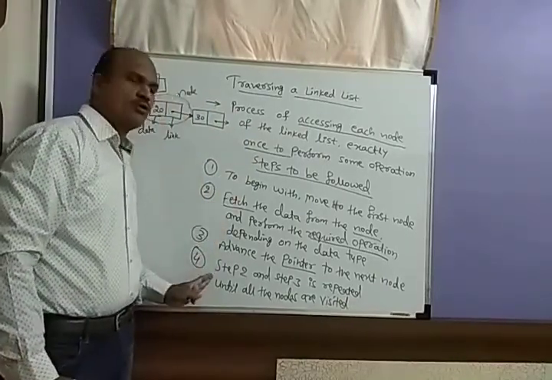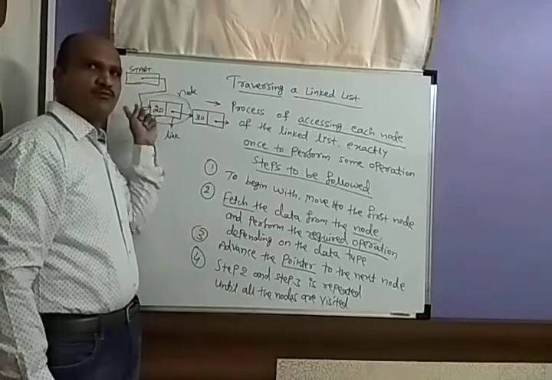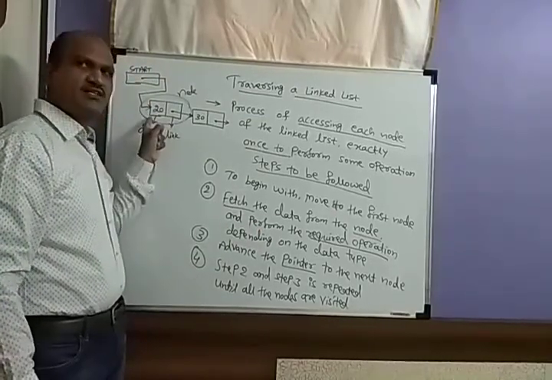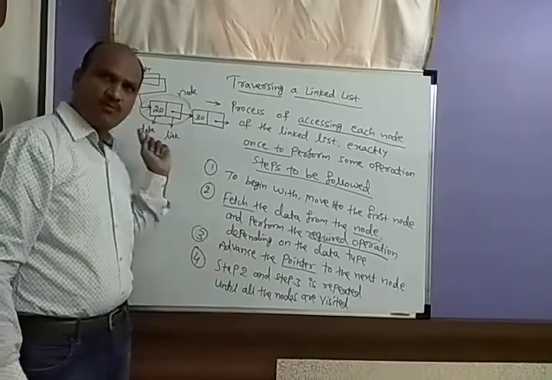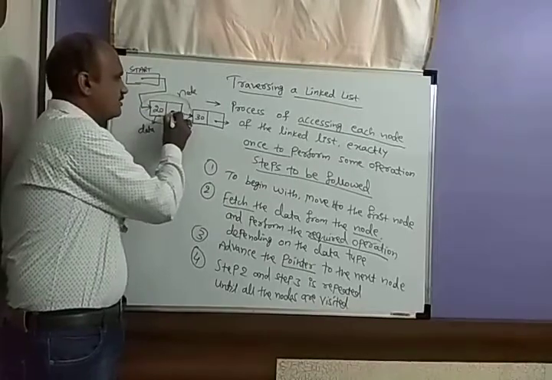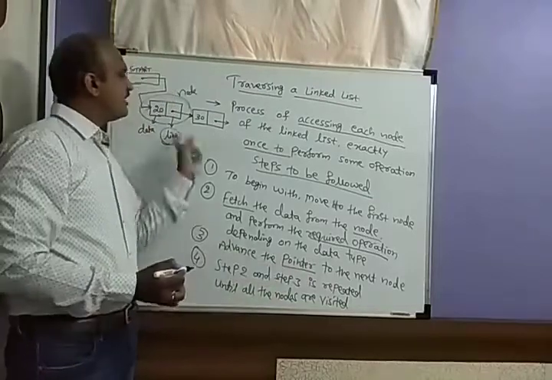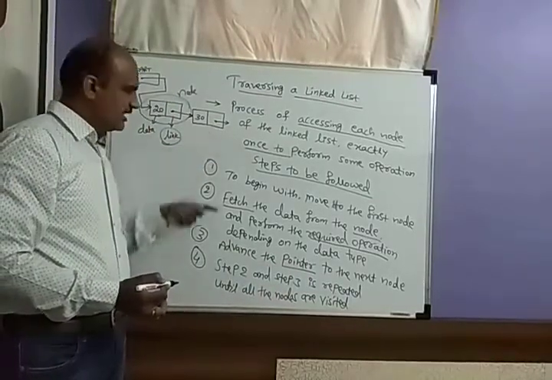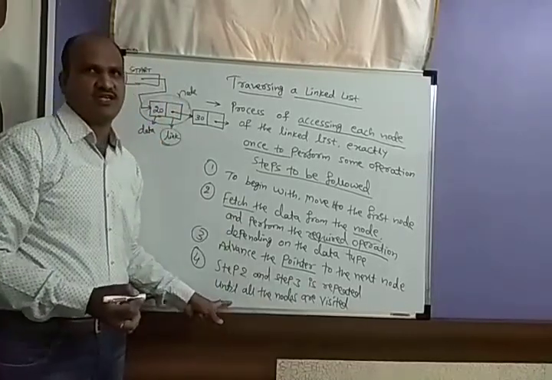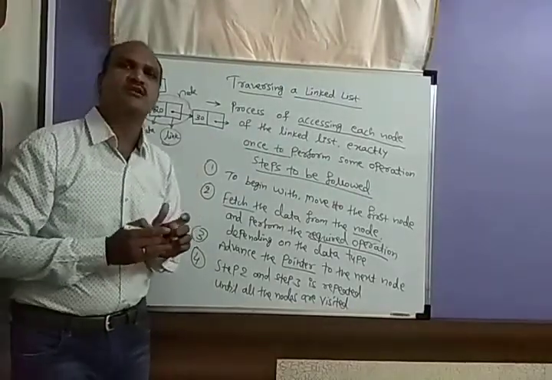These are the steps you have to follow. First, begin by moving to the first node, then fetch the data from the node. This is the node we created, the data is here. Perform the required operation depending on the data type. Next, this is a pointer, that is why we call it a link. It will advance the pointer to the next node, connect to the next node and repeat the same thing until all the nodes are visited. So every node will be visited. That is what we call traversing.